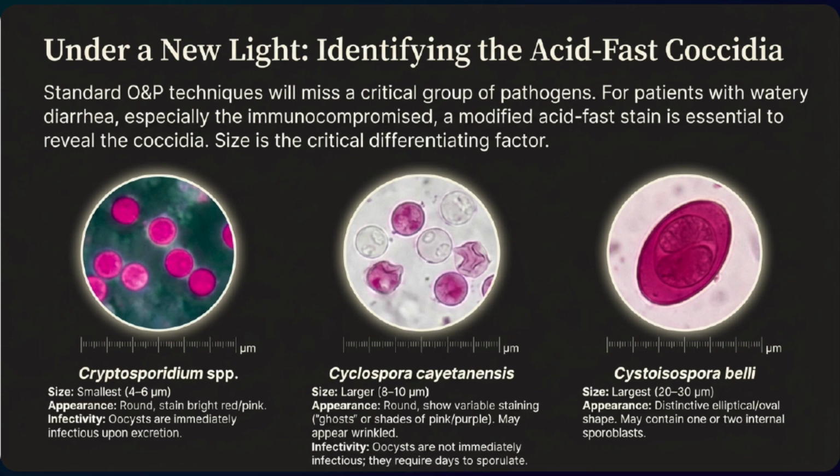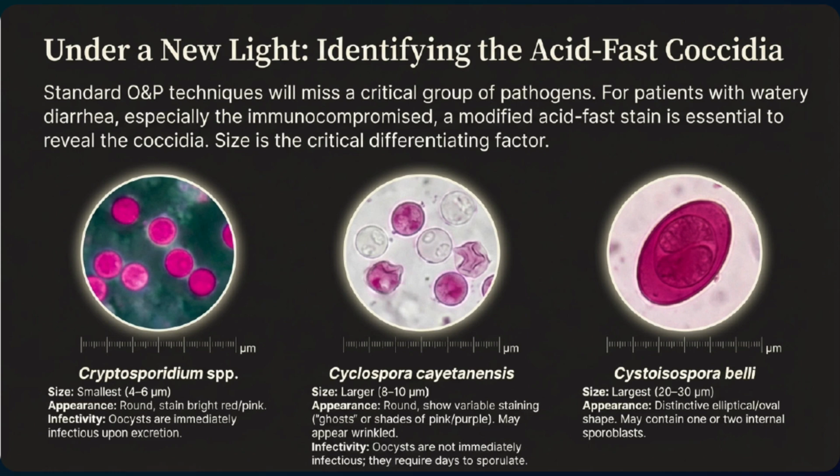So some of the parasites are much easier to identify when you stain them. The acid-fast coccidia are easy to recognize. Usually if you do a standard ova and parasite technique, you often will miss these pathogens. So if you have a diarrheal stool and you don't see anything, definitely continue with the acid-fast or modified acid-fast stain, and then you can see a lot of these parasites fairly easily.